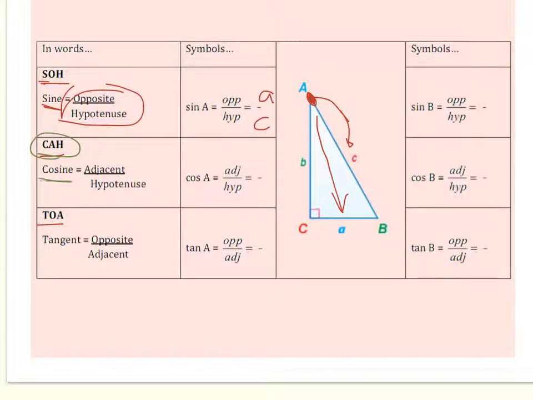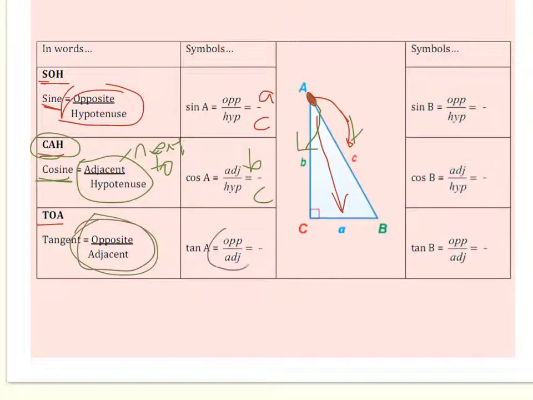Cosine is going to be adjacent over hypotenuse. Adjacent just means next to. So adjacent to angle A is going to be B, and then the hypotenuse, so that's going to be B over C. Tangent, no hypotenuse needed, so that's going to be opposite over adjacent, so that's going to be A over B.